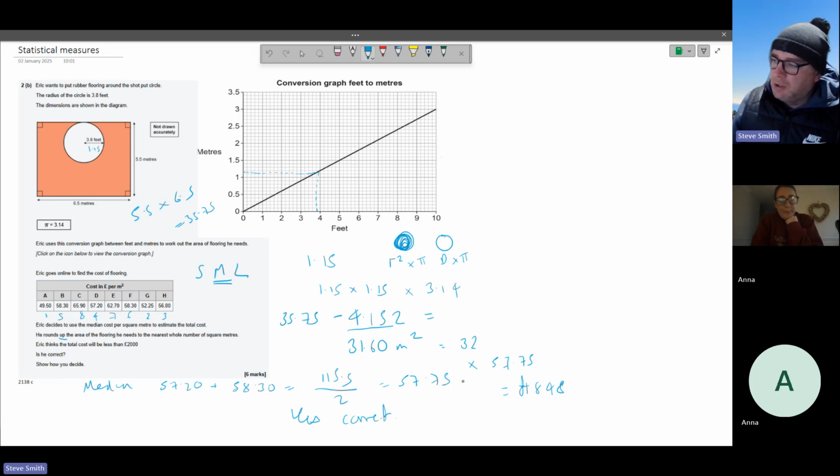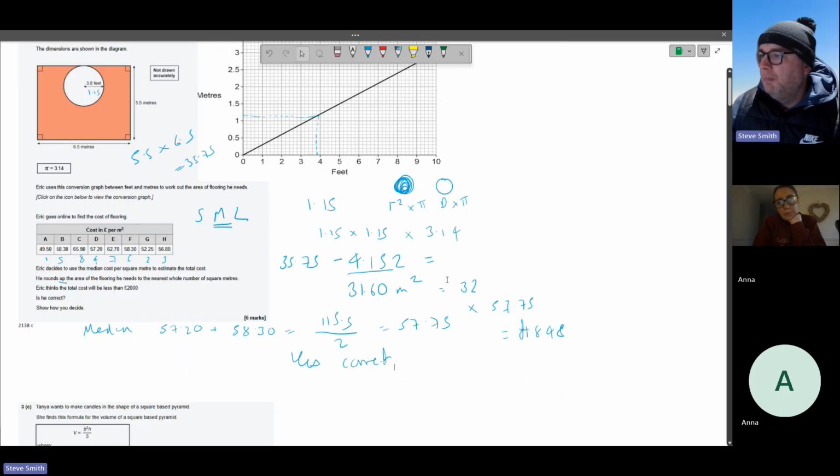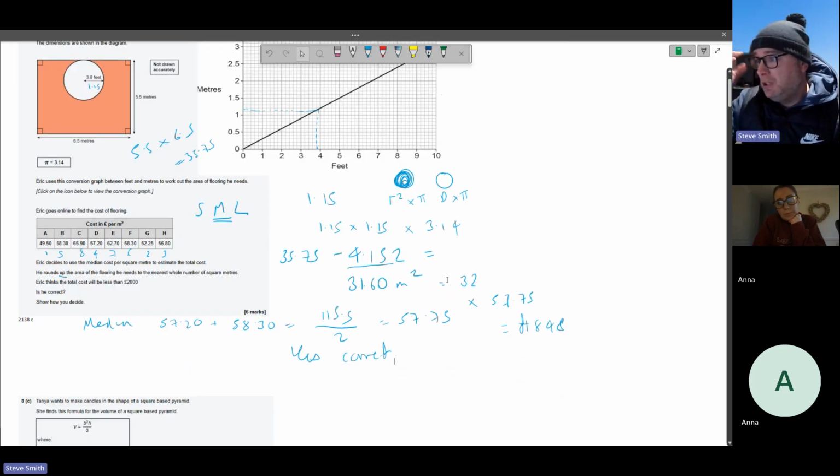If you just do all the workings out, and it's brilliant because you've written 1,848, but you didn't put yes or no, you'd miss out on that 6 mark. So the justification, yes or no, is really important. And so that's 6 marks.